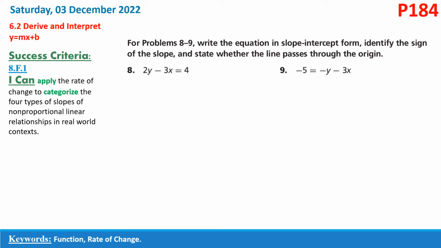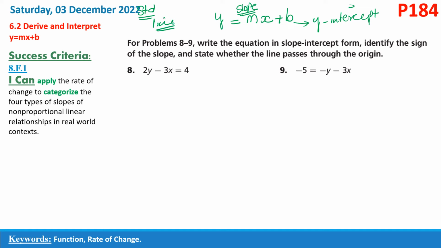Write the equation in slope-intercept form. Now, what is the equation of a line? y equals mx plus b, where m is the slope and b is the y-intercept. Now, this is the standard form of a line. So, you have to write all the equations like this.